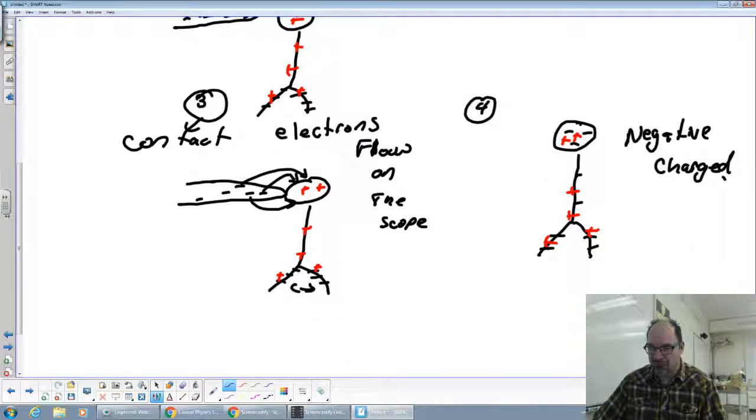Okay, so I'm going to stop the video there. That's charging by contact. We looked at the demo. We'll look at charging by induction next day.